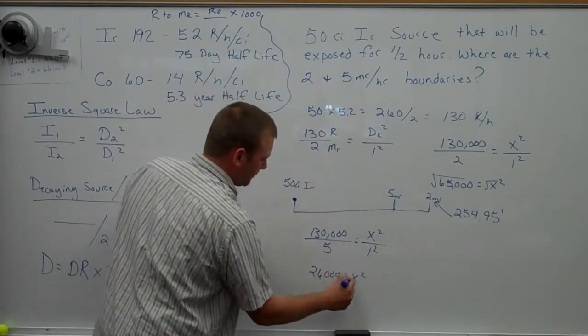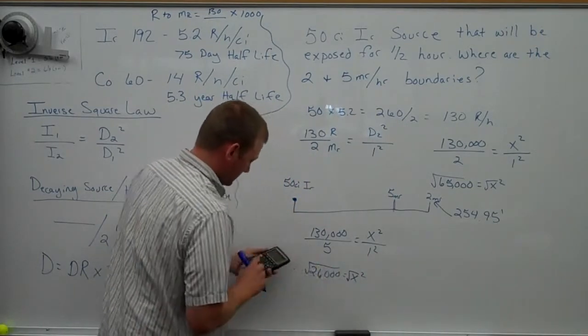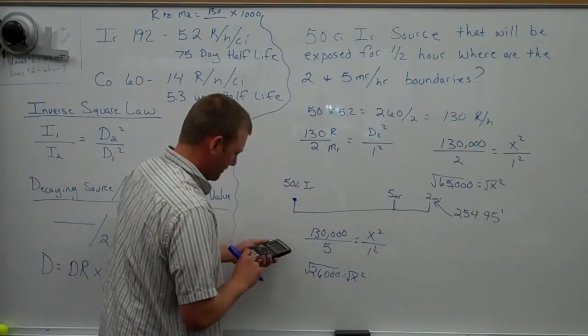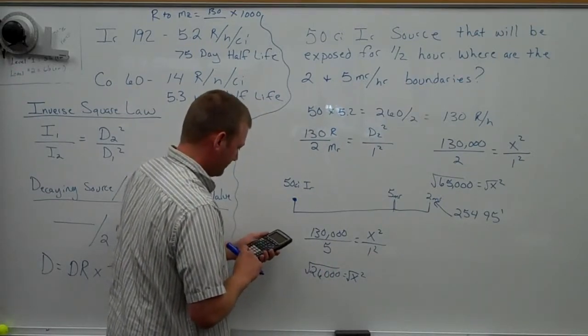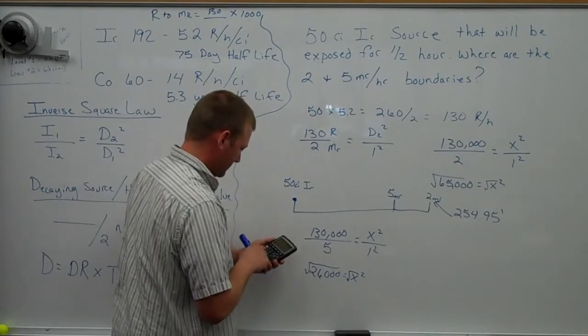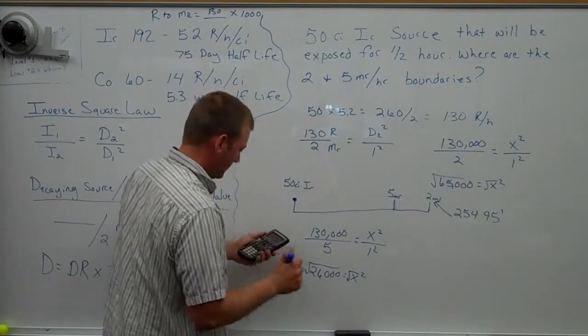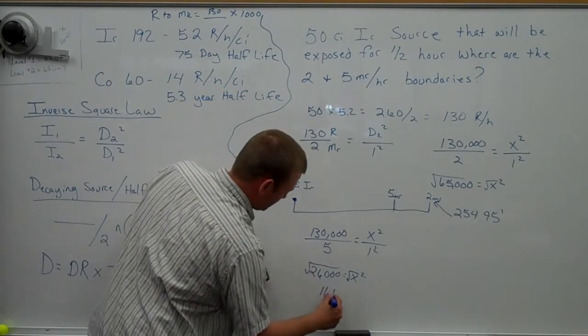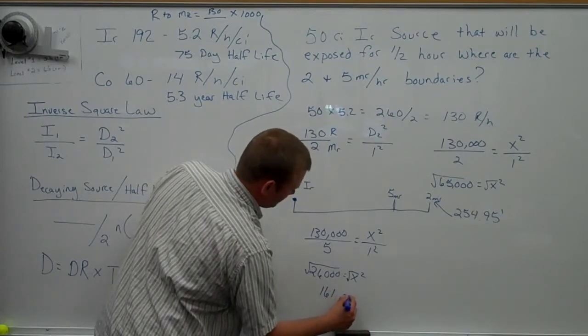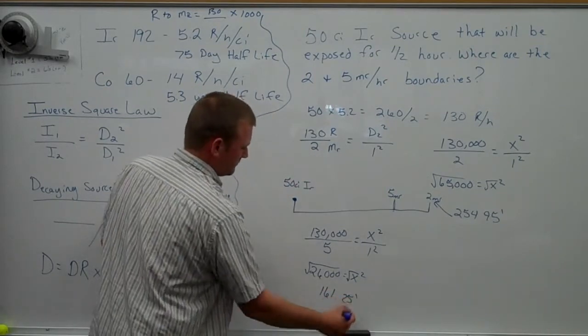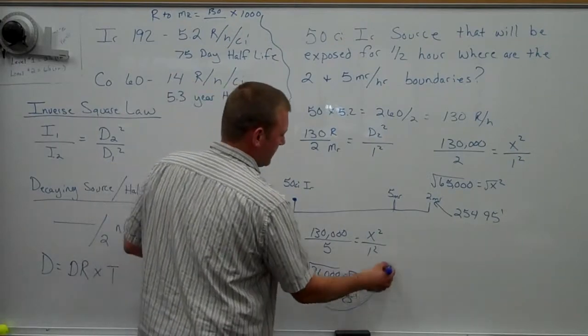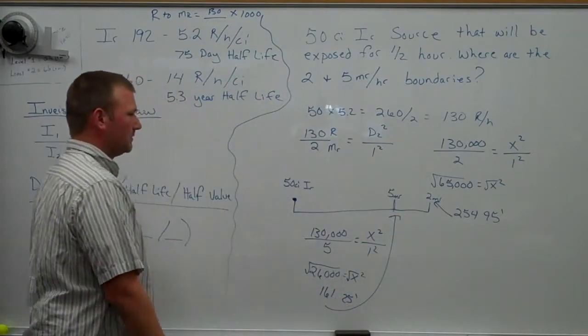Okay? Square root both sides. So second, square root on my calculator. Oops, that's messed up. Second, square root. There we go. That tells us it's about 161 feet, roughly. So this value now goes right there.